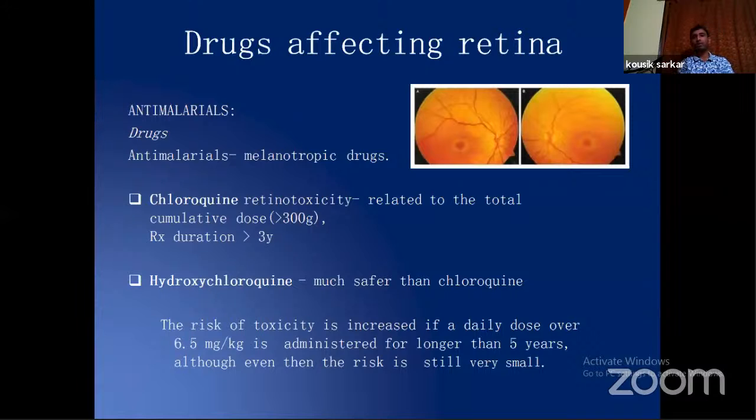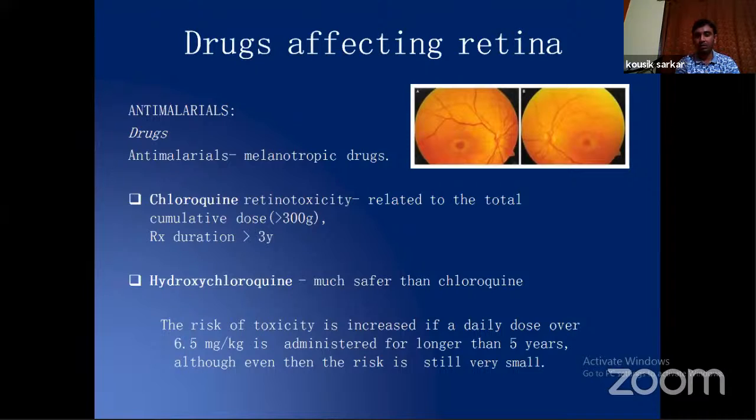Now coming to drugs affecting the most important layer, the innermost layer of the retina. Antimalarials and the drugs used in rheumatoid arthritis, chloroquine and hydroxychloroquine, are well-known potential agents to cause retinotoxicity. Chloroquine retinotoxicity is usually dose-dependent.